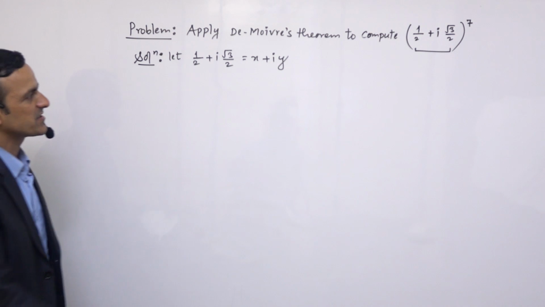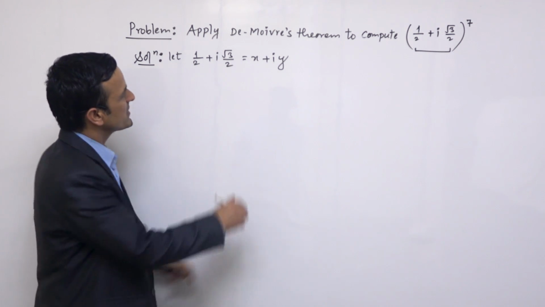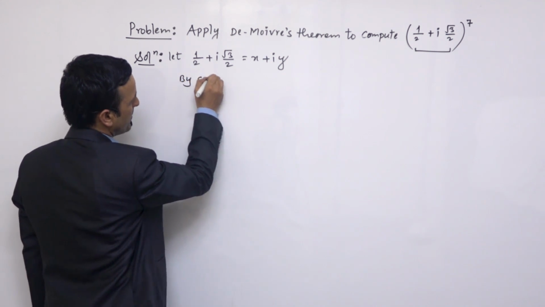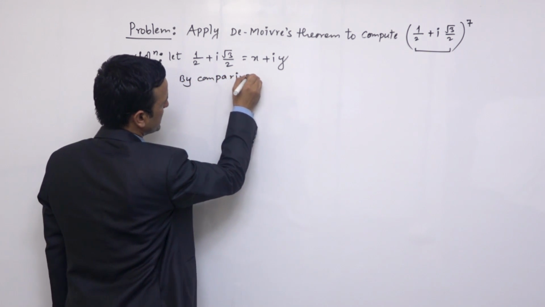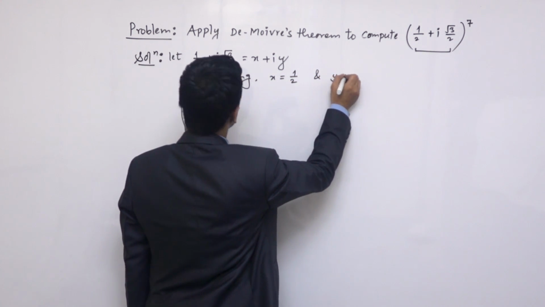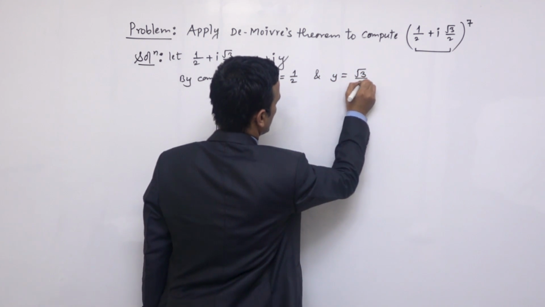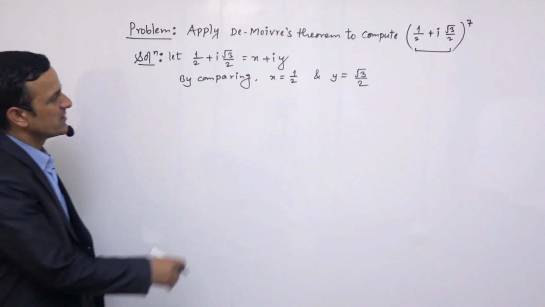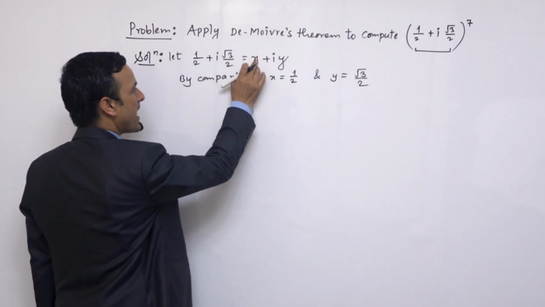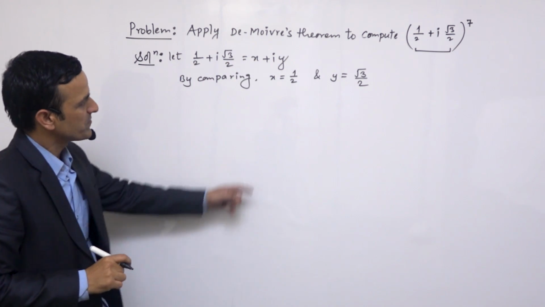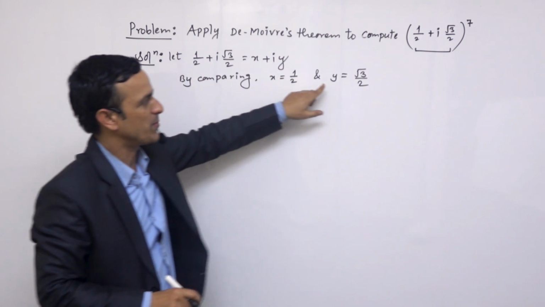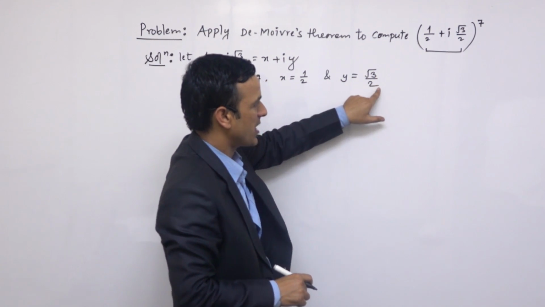Let's compare this form with x plus iy. What do we get on comparing? Real part. So by comparing we get x is equal to 1 by 2 and y is equal to root 3 upon 2. So these two values obtained after comparing this LHS and RHS: real part is equal to real part, x is equal to 1 by 2; imaginary part is equal to imaginary part, so the value of y is root 3 upon 2.